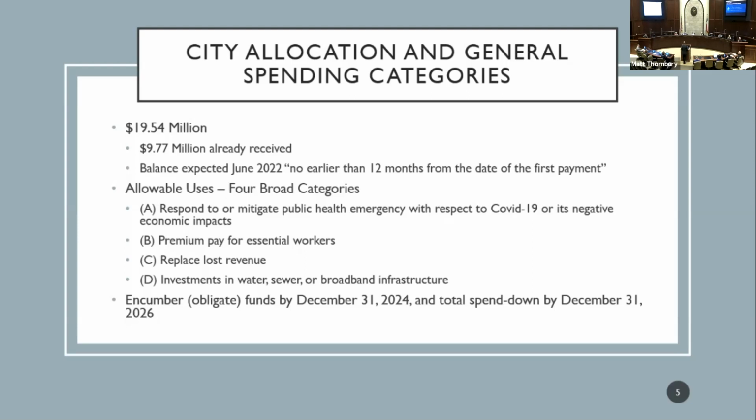Now, the timing of when we need to obligate or encumber those funds and when we have to fully expend those funds, there's 2 different dates. It doesn't matter that we're receiving some of the funds this year and some of the funds next year. We need to fully obligate those funds by December 31st of '24.